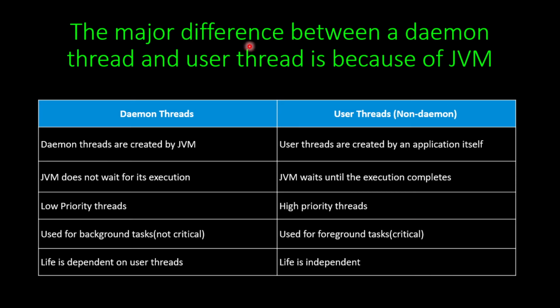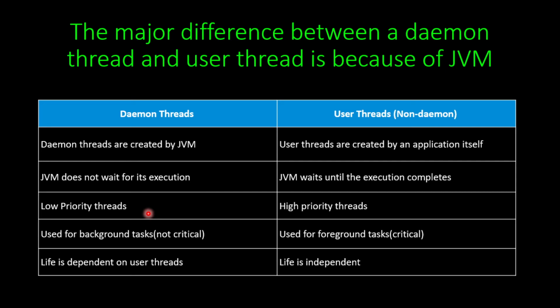The major difference comes because of the JVM. The first one: daemon threads are created by the JVM, whereas the user threads are created by the user application or the user himself. The JVM does not wait for the completion of a daemon thread. As soon as all the user threads get over, the JVM will exit your program. But when you have a user thread, the JVM will of course wait for the user thread to complete its execution. The third point is that daemon threads are of low priority and user defined threads are of high priority.